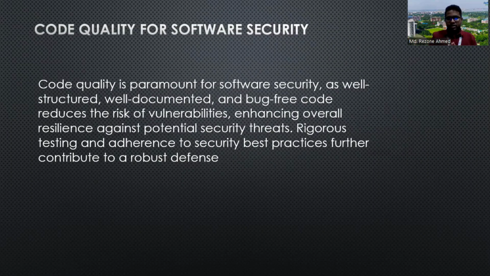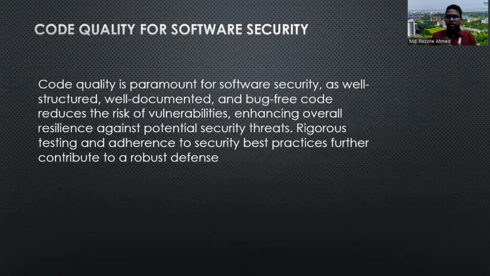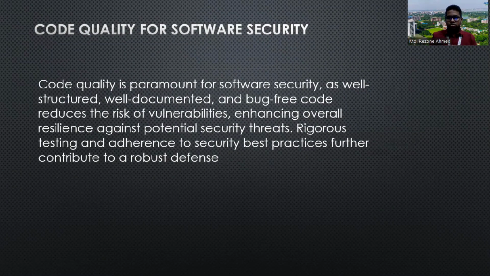Then I will discuss code quality for software security. Actually, every software needs some security, and by code quality, we can assure software security. Code quality is paramount for software security, as a well-structured, well-documented, and bug-free product reduces the risk of vulnerabilities, enhancing overall resilience against potential security threats. Rigorous testing and adherence to security best practices further contribute to a robust defense.